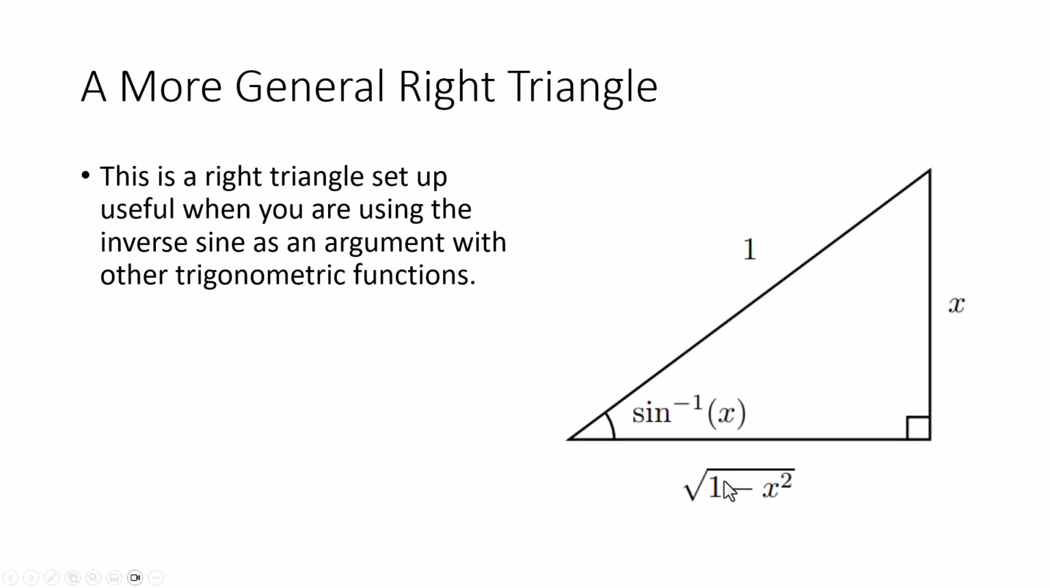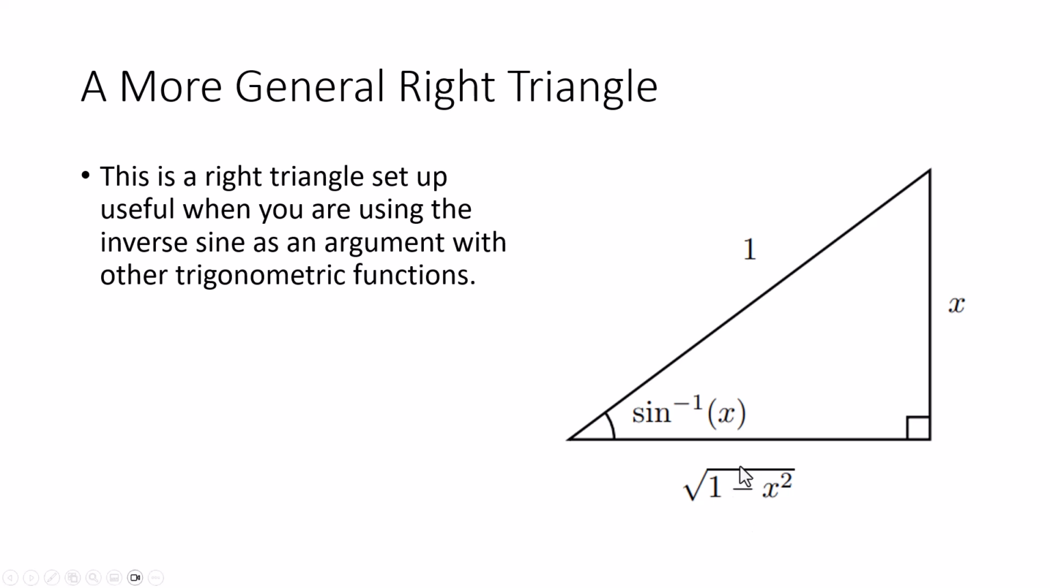Here we have a slightly more general right triangle. The right triangle shown here shows us how the inverse sine matches up in our regular right triangle, how the sides are oriented with this particular inverse trig function. And this becomes really useful when the inverse sine acts as an argument inside other trigonometric functions.